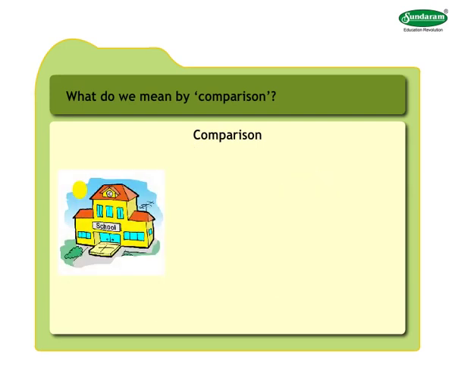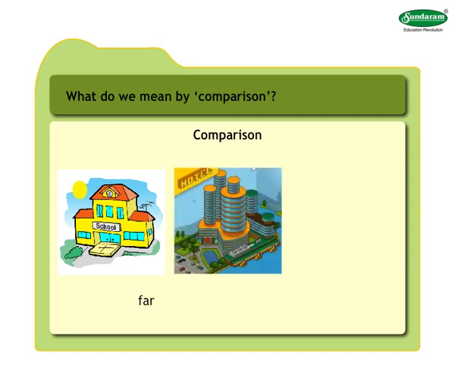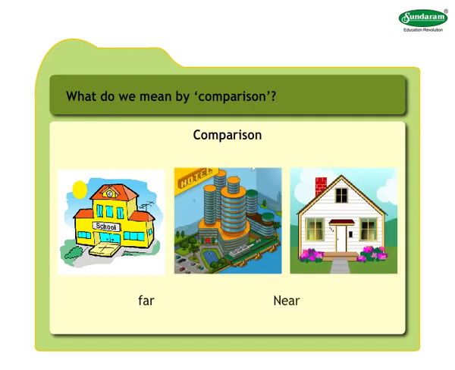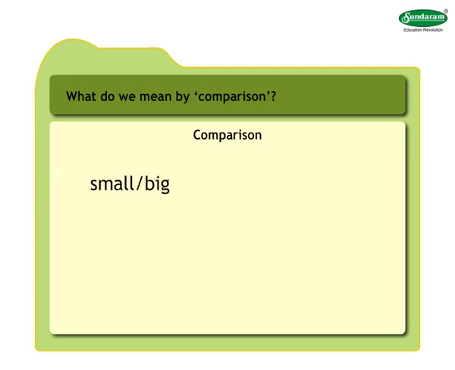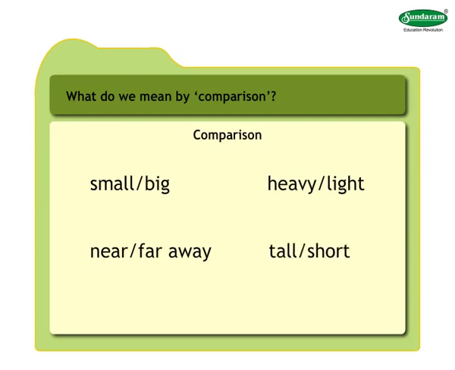My school is far away from my house. The hotel is nearby my house, and many such words. All the words used in the examples like small, big, heavy, light, near, far away, tall, short, are all words of comparison. Look at the picture alongside.